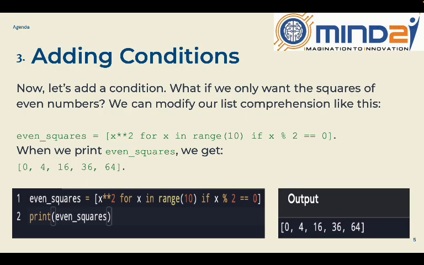Moving on to the next slide, we will add one condition. So now let's add the condition. What if you only want the squares of even numbers? You can modify our list comprehension like this. It's the same syntax, but we are going to add an if condition and give the squares of only even numbers. So when we print even squares, we get 0, 4, 16, 36 and 64. So this is how we are going to add a condition to a list comprehension.